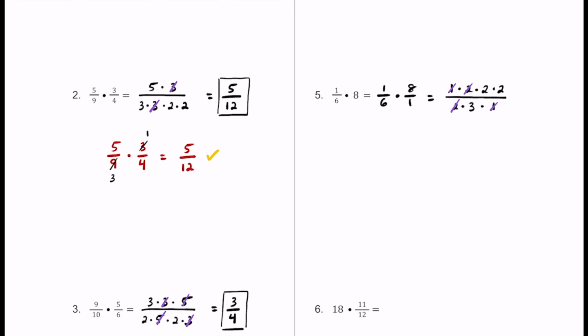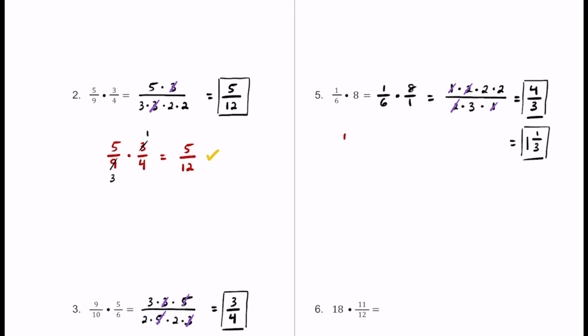And on top, 2 times 2 is going to be 4. And then on bottom, 3 is just 3. So this would be the improper fraction version. And if you want to turn it into a mixed number, that would be 1 and 1/3. So either one of those answers would be fine.